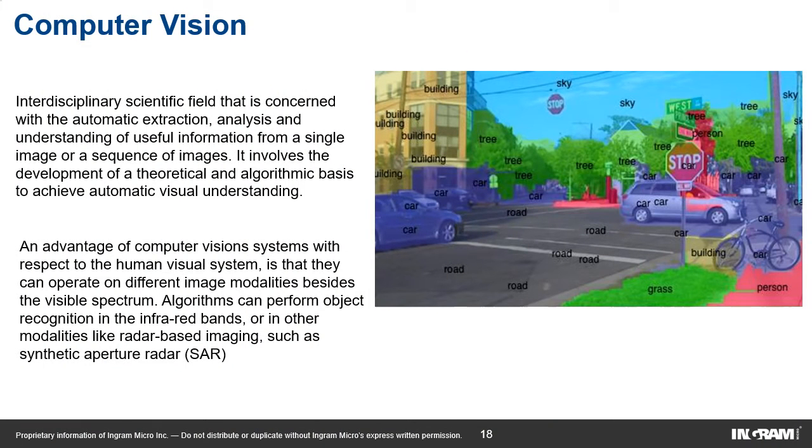Computer vision is concerned with the techniques and algorithms used with images and videos to develop solutions that can understand the visual context and act accordingly. An advantage of computer vision systems with respect to the human visual system is that they can support different image modalities besides the visual spectrum. Algorithms can perform object recognition in the infrared bands or in modalities like radar-based imaging.